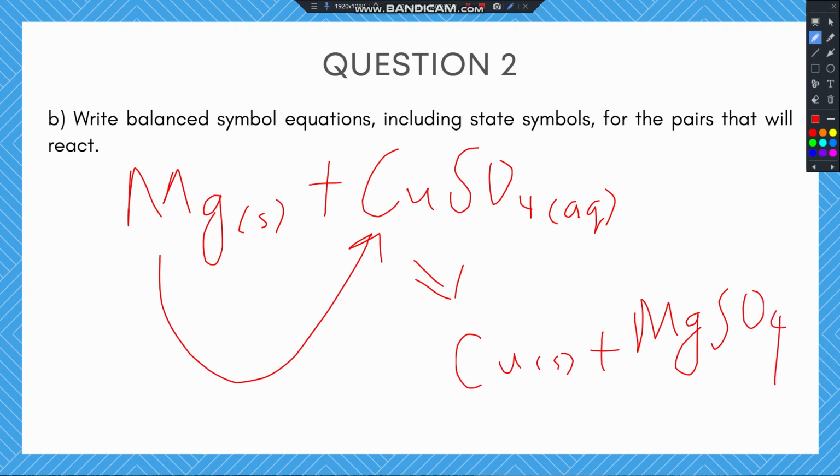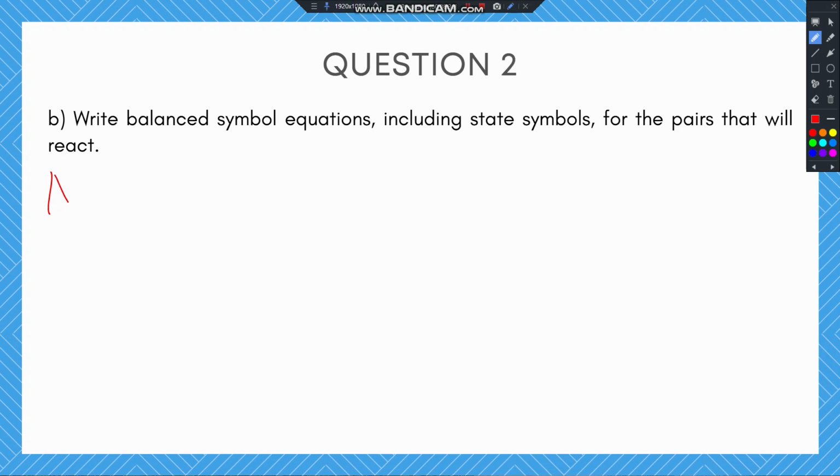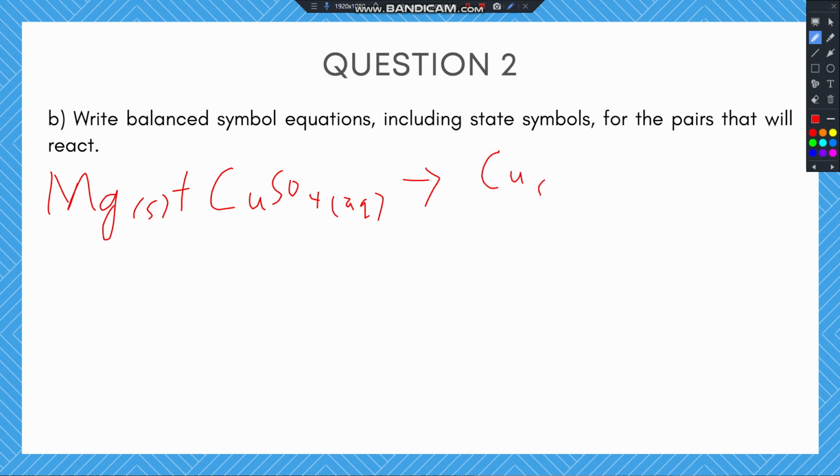So let's write out the full equation. We have Mg, solid, plus CuSO4, which is aqueous, giving us Cu, copper, which is solid, plus MgSO4. This is in the aqueous state of matter.